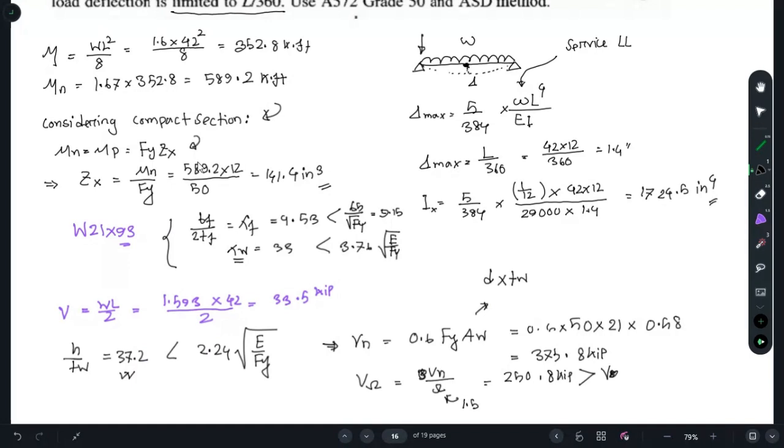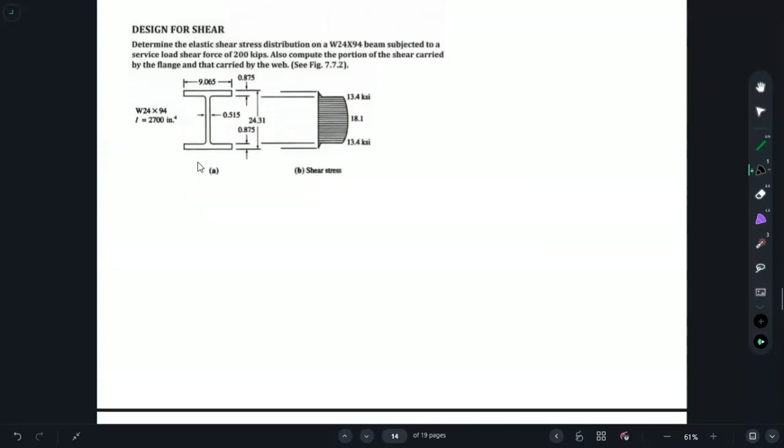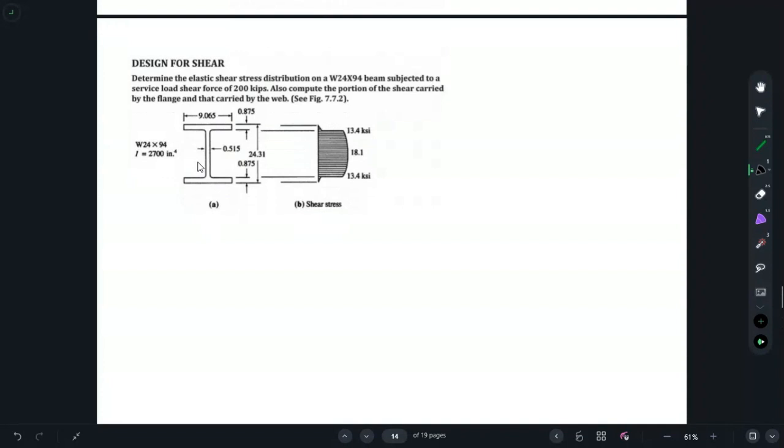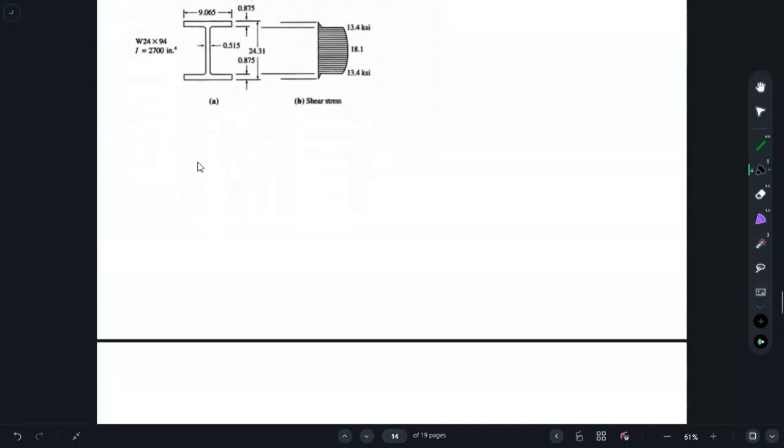So now we can see that the section we have selected, W21x93, is okay for the serviceability condition. So that's the math on the serviceability condition of the beam. We'll do two more maths. One is on shear and another one, I forgot that, but we'll do it.